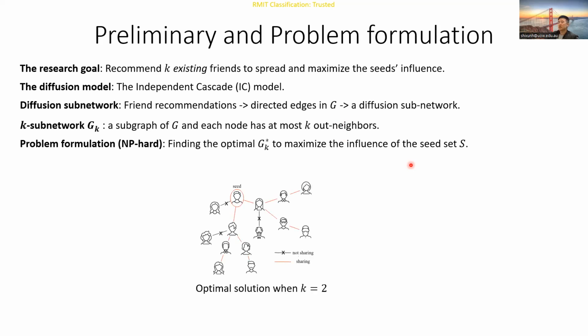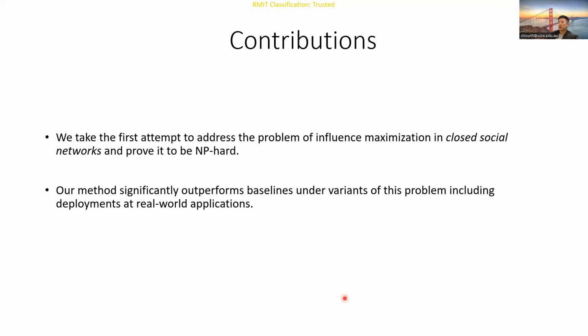In the example below, when we set K equal to 2, the diffusion network formed by the red edges only is the optimal K-subnetwork. Here's our contribution. We take the first attempt to address influence maximization in closed social networks as a research problem and prove it to be NP-hard. And our method notably outperforms baselines on the variants of this problem, including deployment in real-world applications.